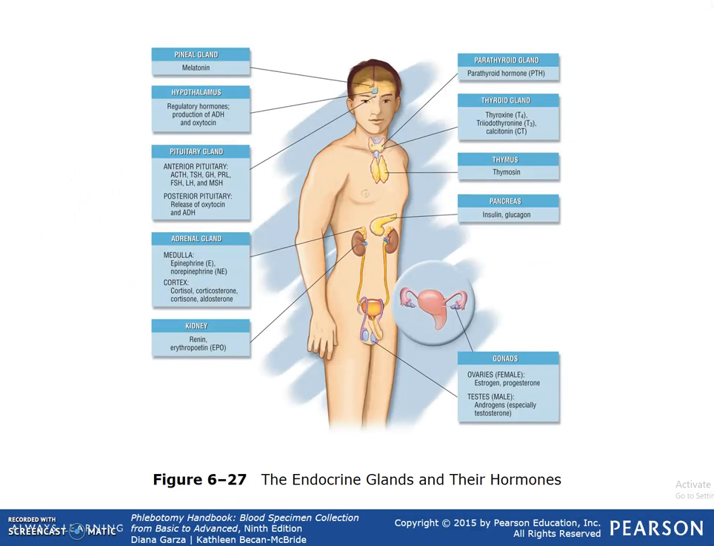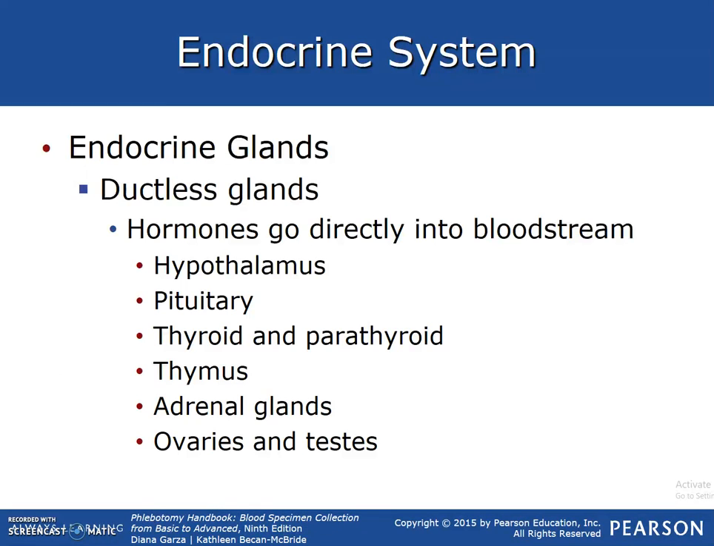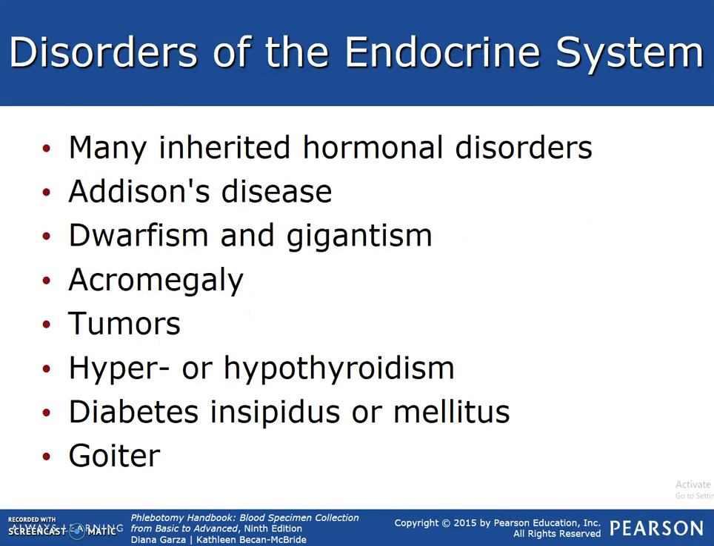Figure 6/27 covers the endocrine glands and their hormones. We will talk about the thyroid gland as we look at thyroid levels in patients, the functions of the pancreas, exocrine glands, so secrete fluids, so sweat, saliva, mucus, and digestive juices. The endocrine glands are ductless glands. Hormones go directly into the bloodstream. This is the hypothalamus, pituitary, thyroid, and parathyroid, thymus, adrenal glands, ovaries, and testes.